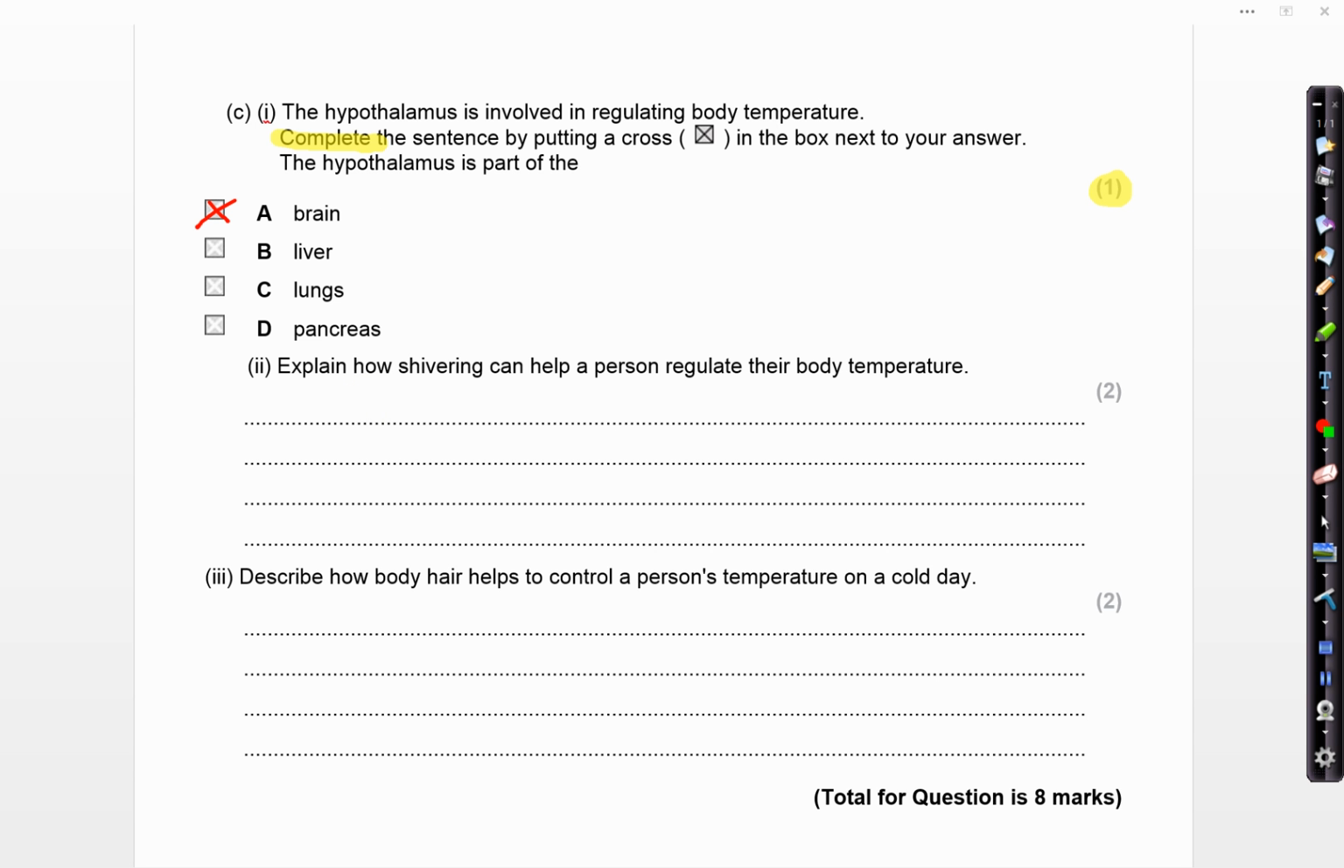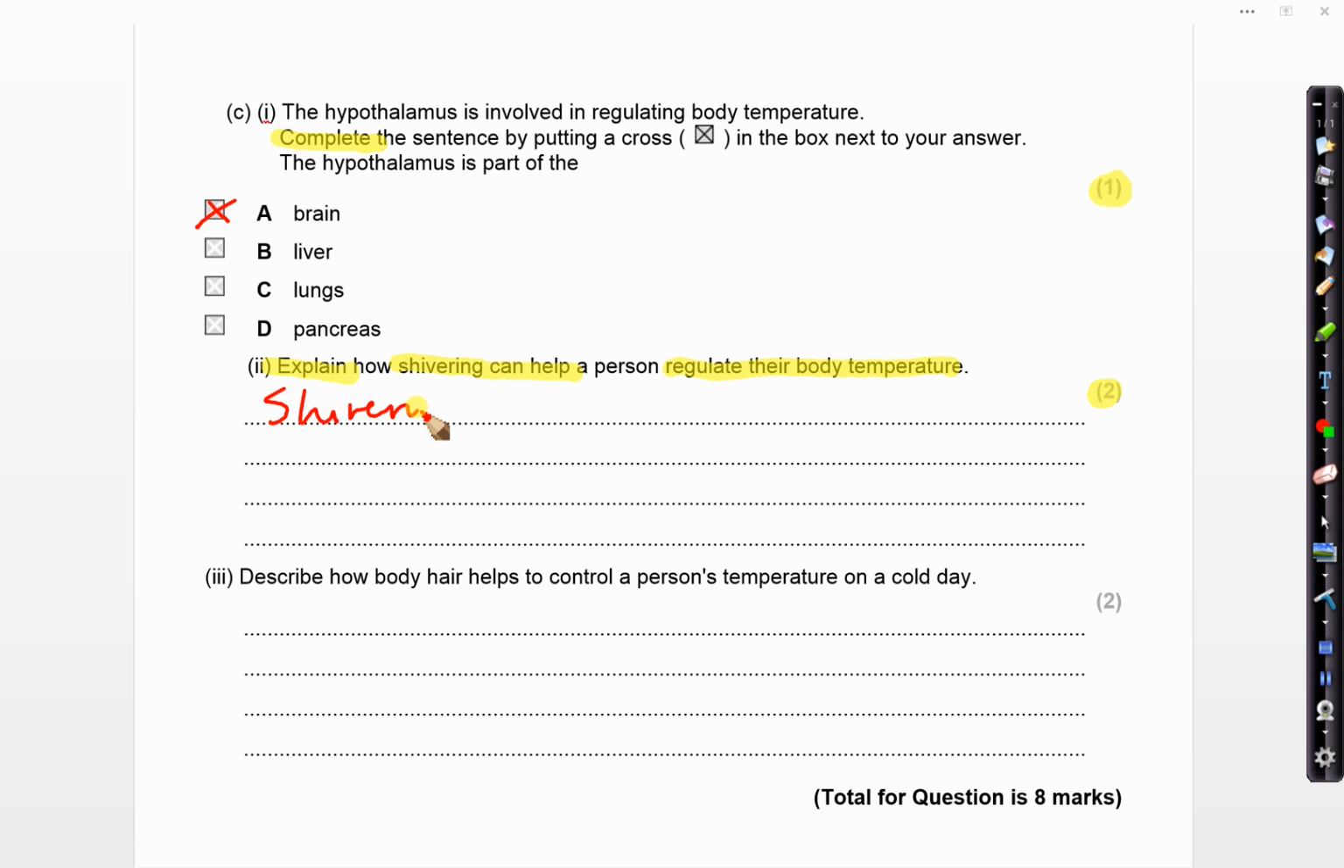Explain how shivering can help a person regulate their body temperature. So another explain question for 2 marks. So how can shivering help regulate body temperature? So what do we need to say here? So what is shivering? Shivering is muscles contracting and relaxing.